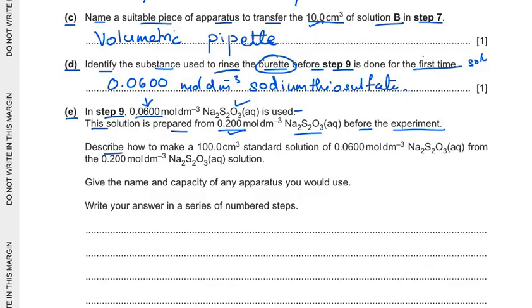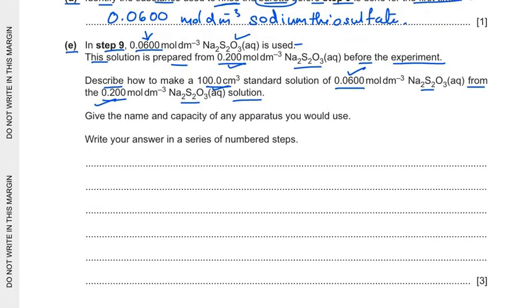Now describe how to make a 100 centimeter cube standard solution of 0.06 mole per dm cube sodium thiosulfate from 0.2 moles per dm cube of sodium thiosulfate solution. So what we are going to do is dilute 0.2 moles per dm cube sodium thiosulfate to 0.06. So dilution is done, and that diluted solution we want as 100 centimeter cube. So obviously we need a 100 centimeter cube volumetric flask. Here it's given, give the name and the capacity of any apparatus you would use.